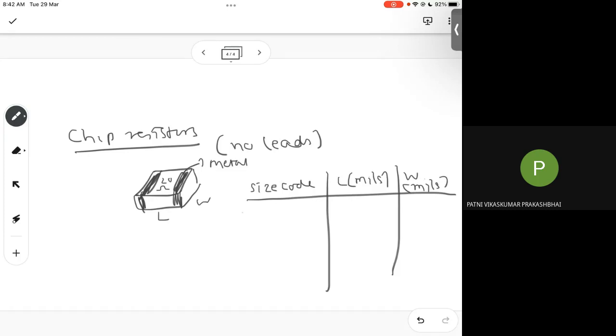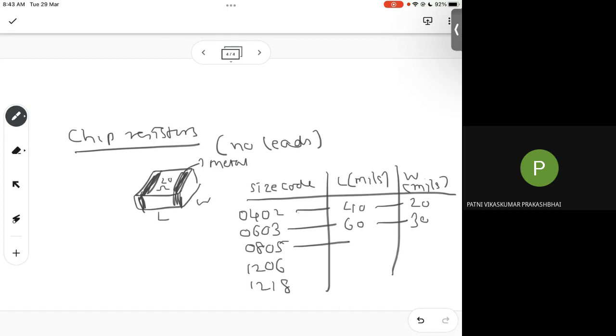So they are available in various codes, like we have American wire gauge system or standard wire gauge system, something like this: 04 02, 06 03, 08 05, 12 06, 12 18. What it means, its length is 40 mils and its width is 20 mils. Its length is 60 mils, its width is 30 mils. This is 80 and 50. So that is like a code value, because they are very small in size. You can't measure using the scale or something like that. And this is 120 by 180.